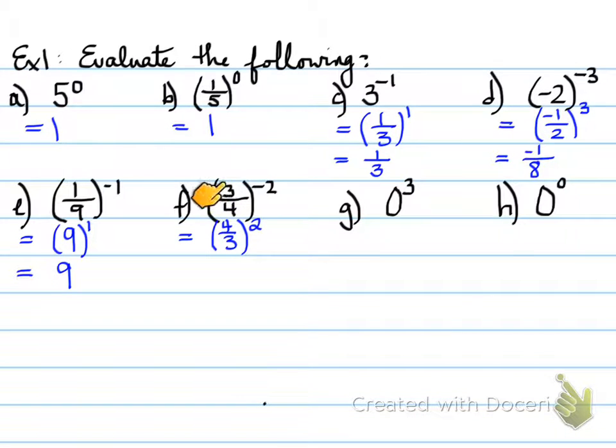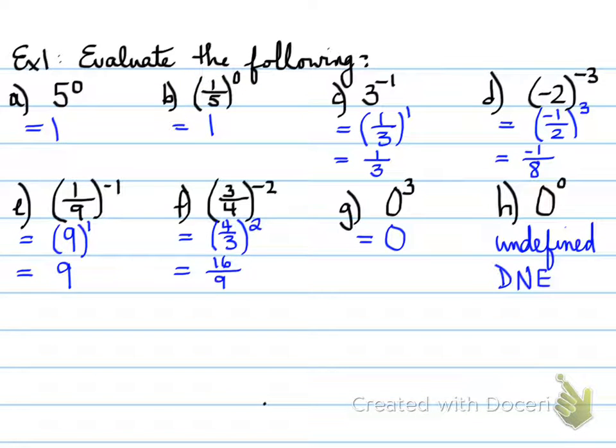Because of the negative, we flip the base: 4/3, all to the power of 2, and we evaluate it to give us 16 over 9, since 4 to the power of 2 is 4 times 4, and 3 times 3 is 9. And let's look at the last two. 0 to the power of 3 is 0 times 0 times 0, which is 0, folks.